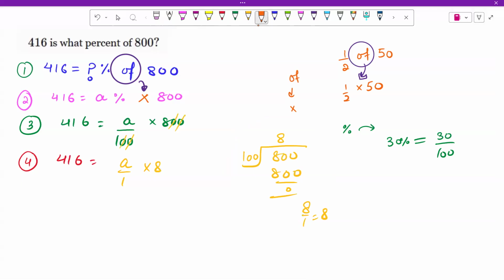Now we need to simplify the right hand side. What do we get in the fifth step? 416 is equal to what? 8 over 1 times A. It's the same thing as above, right? So what can we do after that? Can something be done after that? You can divide 8 by 2 or 4. Our main objective is that we want to find out the value of A. How can we find out A?